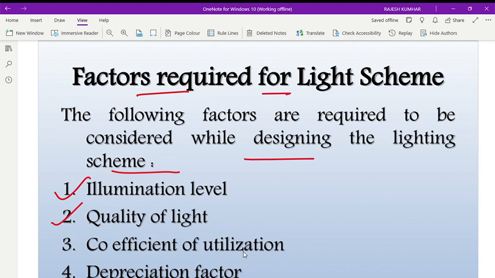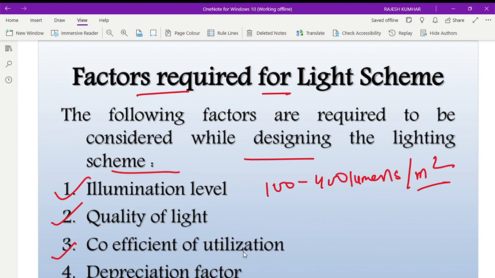Second is the quality of lighting. Regarding illumination level, suppose we are working in offices. Offices require 100 to 400 lumens per meter square. Quality of lighting means that the illumination should not be harmful to the viewers. It should be glare free as well as shadowless and contrast free.